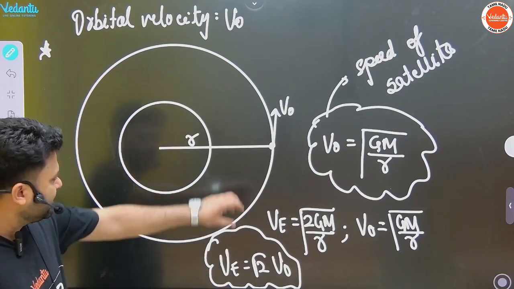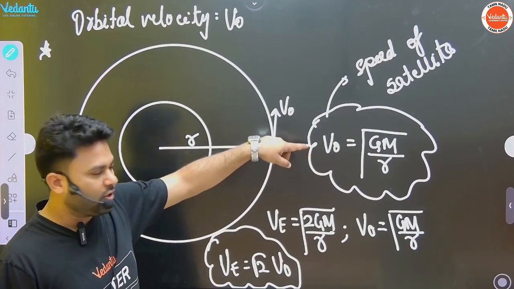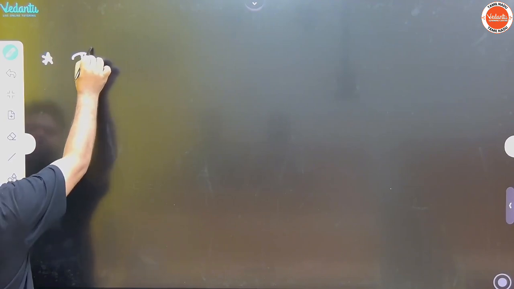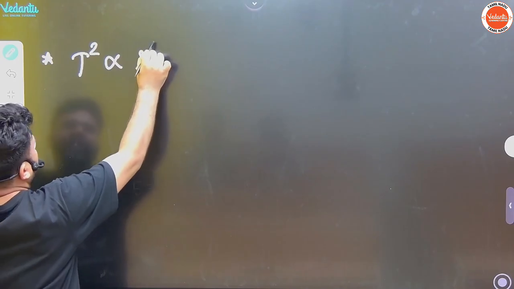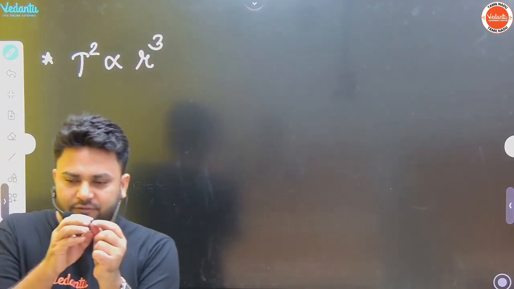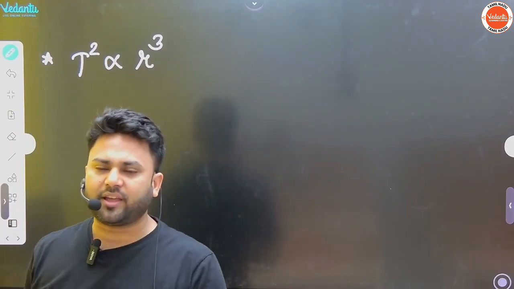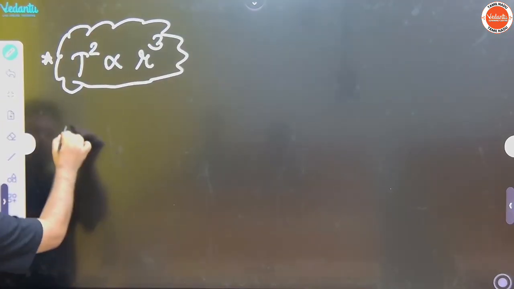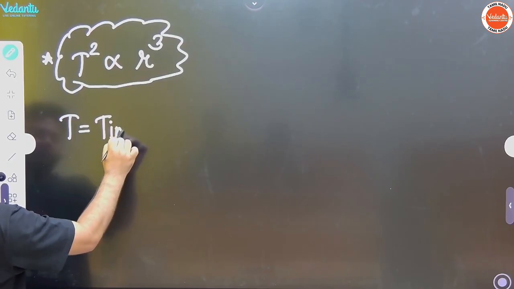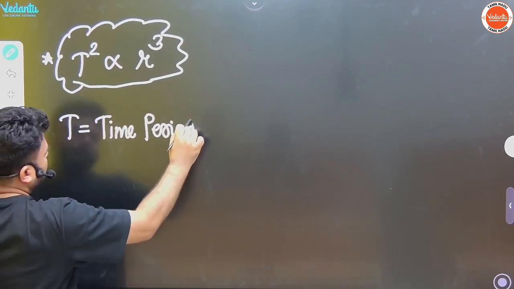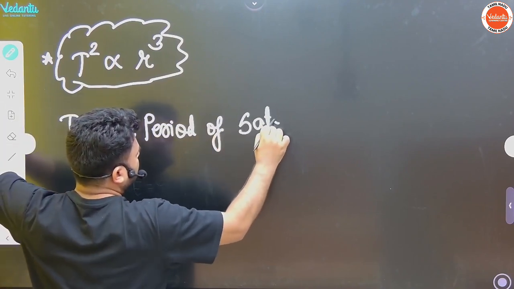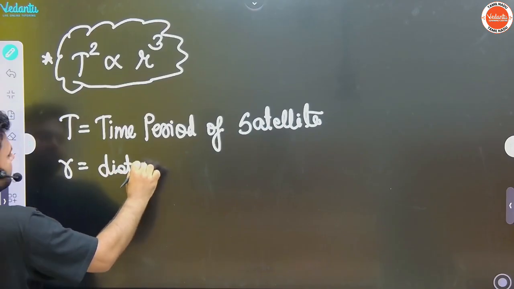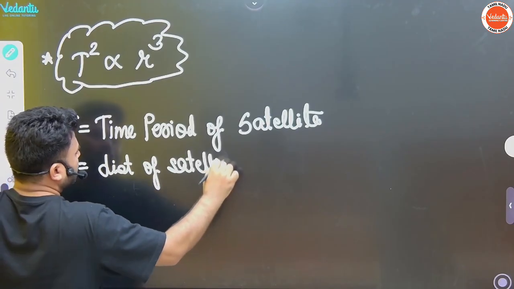So they ask one more question, that this is a satellite, how much time it will take to complete one revolution? So always remember, the square of the time period is directly proportional to r cube. If the distance of the satellite from the center of the earth is more, it will take more time. So T squared is directly proportional to r cube. T is the time period of satellite. r is the distance of satellite from center of earth.